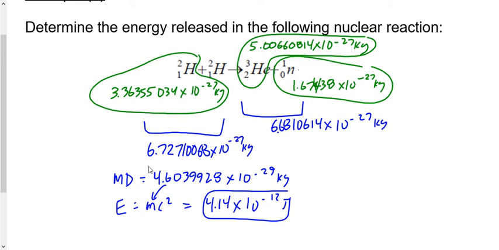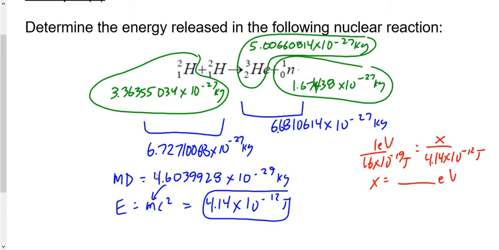But on a test, it could absolutely, easily ask you to express this in electron volts. And if it did, you guys know the conversion, right? 1 eV is 1.6 times 10 to the minus 19 joules. We would say x eV is equal to 4.14 times 10 to the minus 12 joules. I won't bother solving for x there. But if you had to convert this to electron volts, that's exactly what you do. And if you had to convert it to, say, mega electron volts, then you just divide it by 10 to the 6, or divide it by a million.